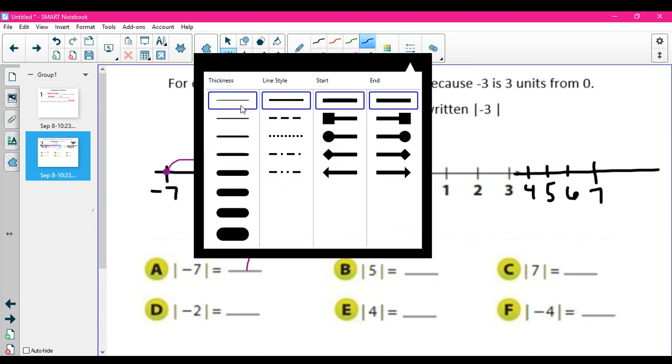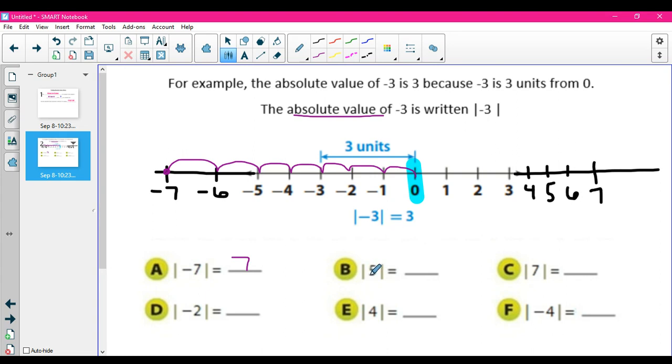We're going to do the same thing for the number -5. We're going to plot the number -5 and count how many jumps. The absolute value of -5, 1, 2, 3, 4, 5, is 5.